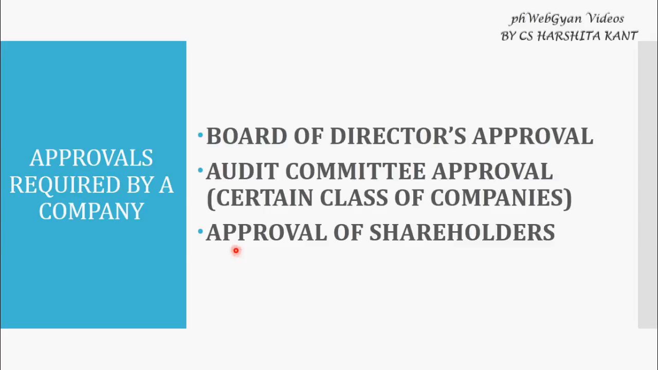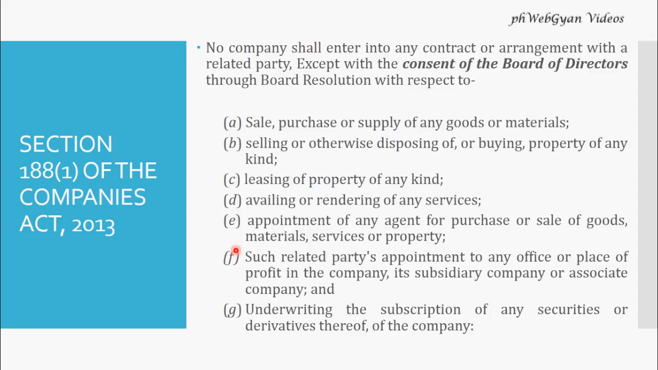What is the role of the company here? The company has to first identify its related parties. Then it has to see whether the transaction mentioned under section 188 is being done with those related parties or not. And if yes, then we will move forward to the approval segments. So let us move forward and see what transactions the section provides.